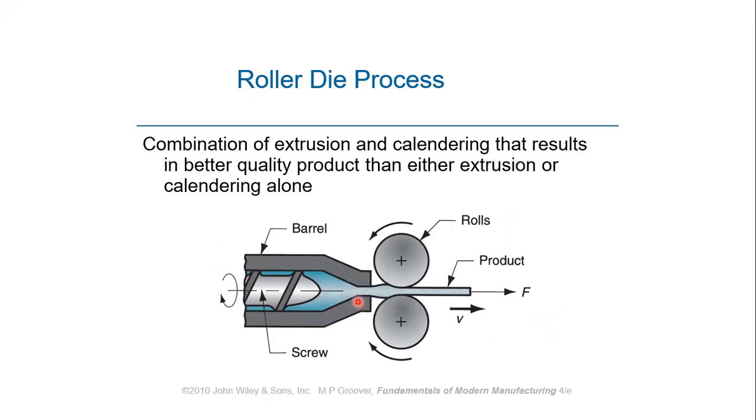And there is the roller die process. In this case, extrusion and calendering both occur simultaneously. When the extrudate comes out of the screw, it also passes through the calendering rollers to give it the final shape. This combination gives better dimensional control, and a better quality product can be obtained by this method. It's called the roller die process.